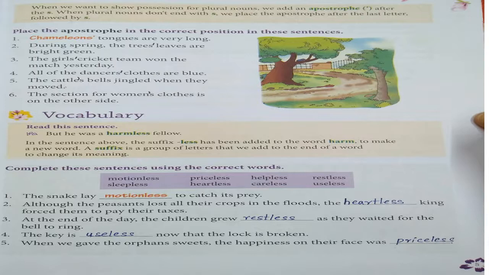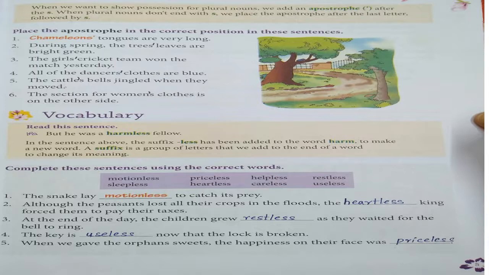Now, the first one is done for you. The snake lay motionless to catch its prey. Now, motion is the main word, children. That is the root word. Motion means movement. If I add the suffix LESS, it becomes motionless. That means no movement. Movement is changing to no movement. So the meaning is changing. Did you understand, children? When the suffix LESS is added to the word motion, the meaning of the word is changing. The suffix changes the meaning of the word.